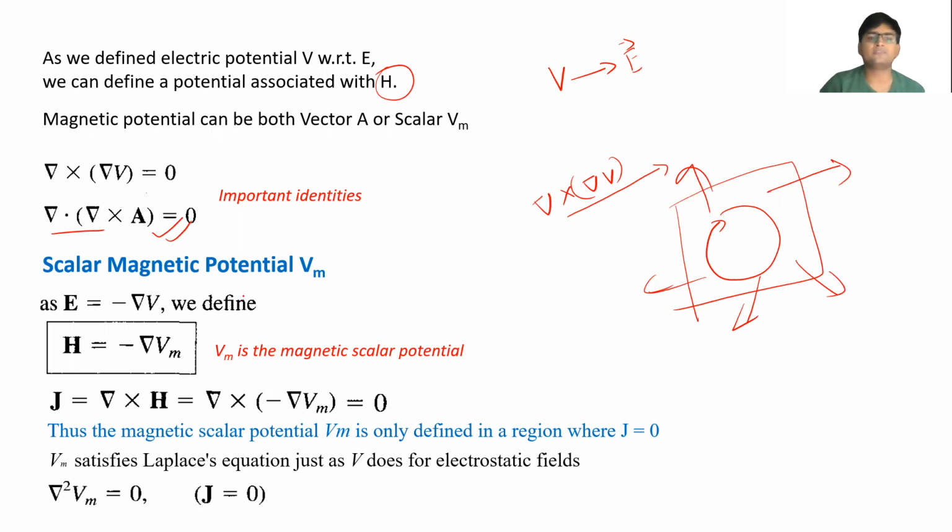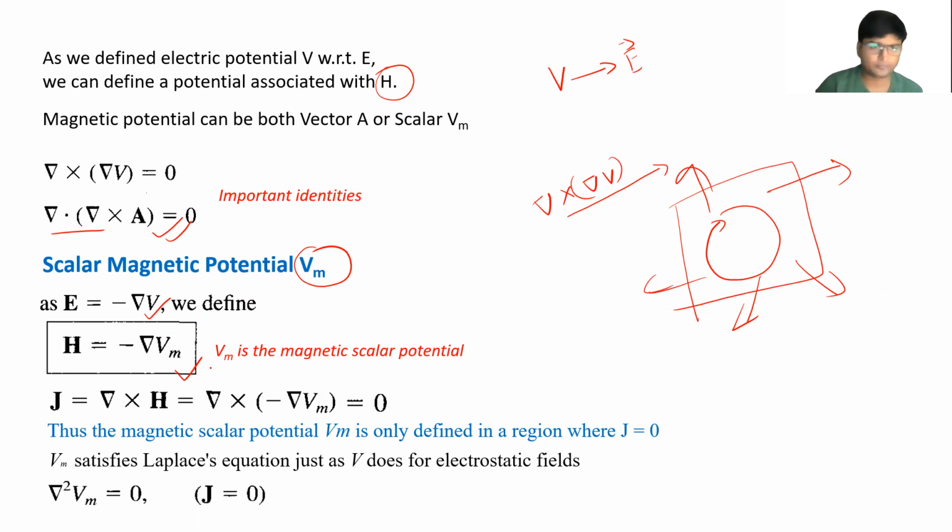So let us first discuss the scalar magnetic potential, and we represent it using Vm, right? Scalar magnetic potential. Just like in the case of electric fields, we defined E is equal to minus del V. Remember the previous lectures. We can define H is equal to minus del Vm. Here Vm is called the magnetic scalar potential.